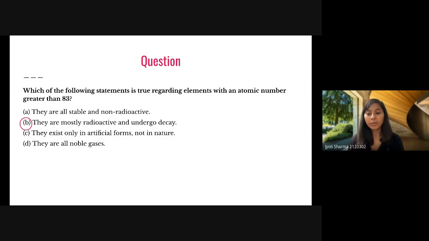So the very basic definition to differentiate whether your element is radioactive or not can be based on the atomic number. If the element has an atomic number greater than 83, then you can consider that element as radioactive in nature.